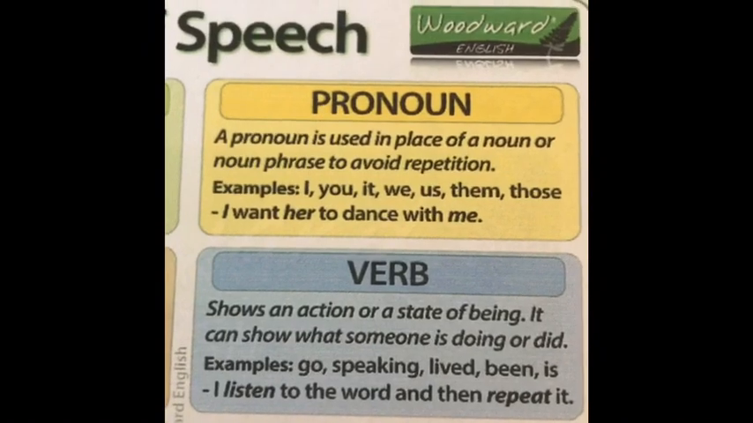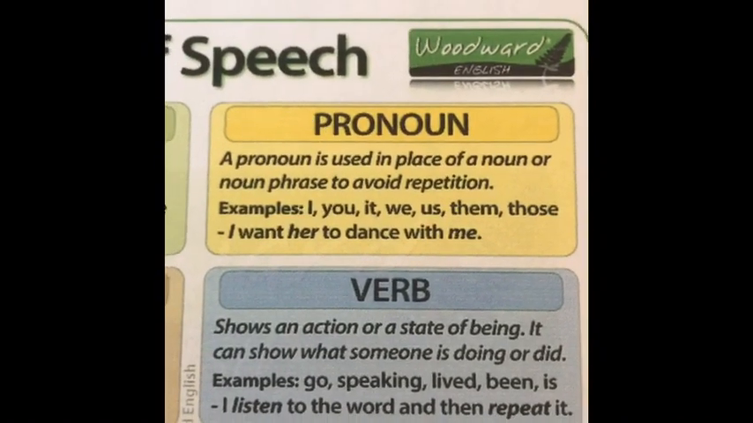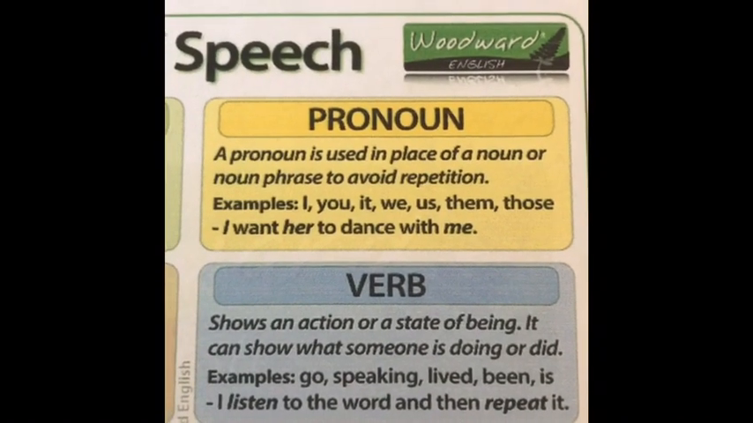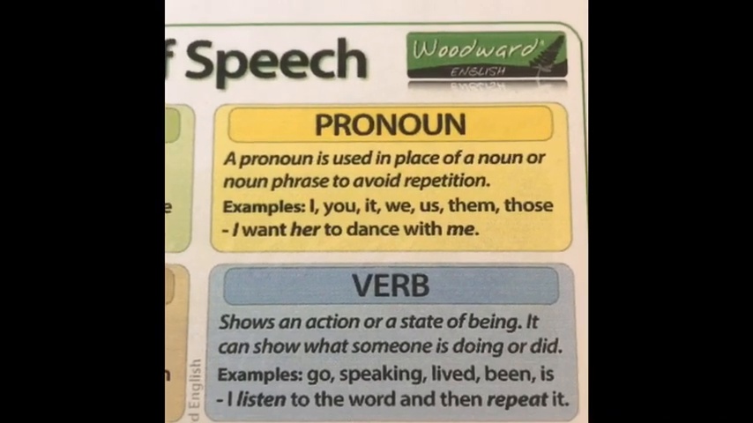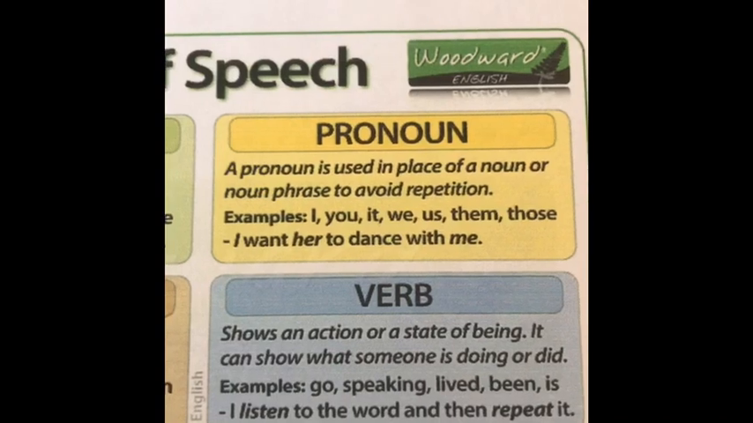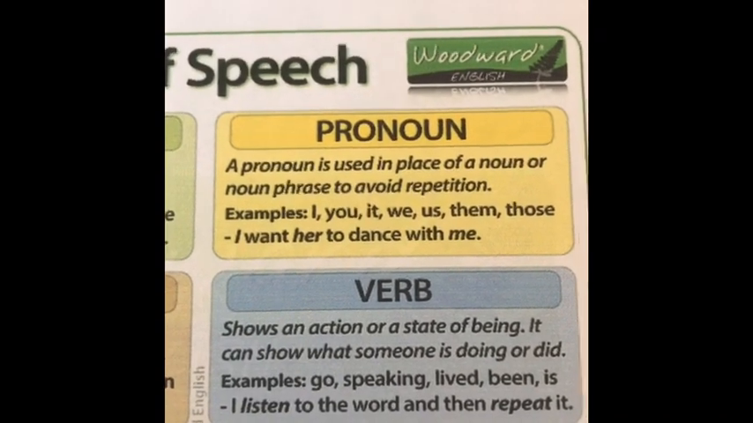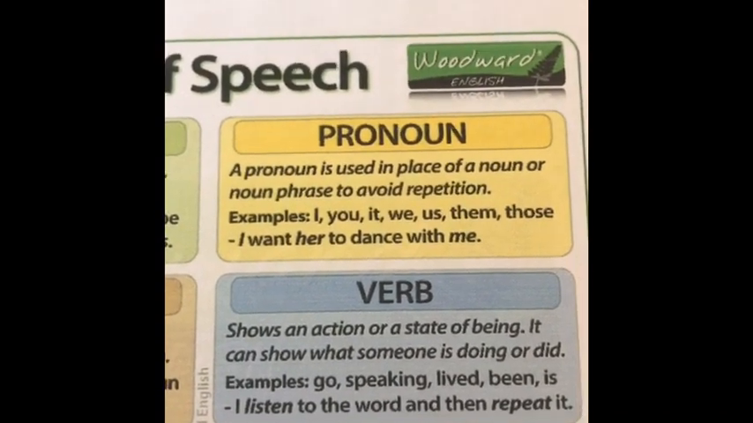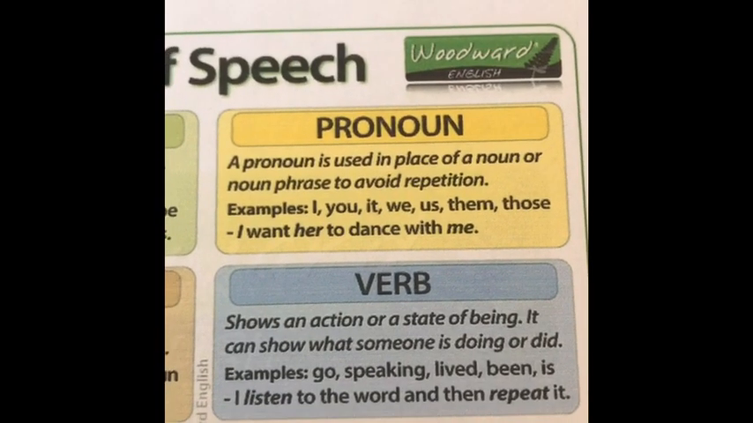Your verbs show an action or a state of being. It can show what someone is doing or did. So your examples are go, speaking, lived, been, and is. So, I listened to the word and then repeat it. So the 2 things that were done in this sentence are listen and repeat.